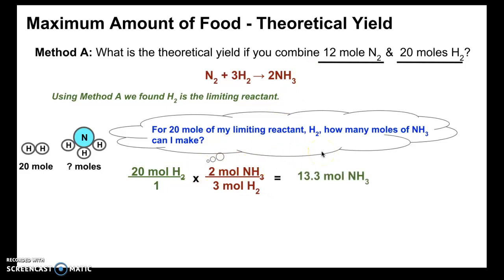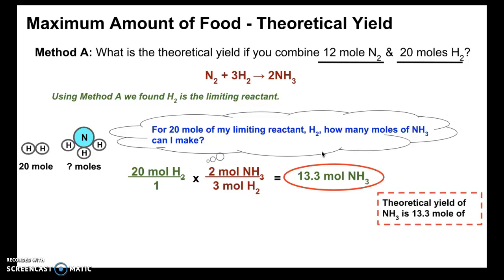So once we do the math, we get 13.3 moles of NH3 can be made from the H2, and that is then my theoretical yield. So from my limiting reactant, from my 20 moles of H2, the most I can make is 13.3 moles of NH3. So to quickly recap, if you're using method A, you first determine your limiting reactant. Then you use your limiting reactant to find your theoretical yield.